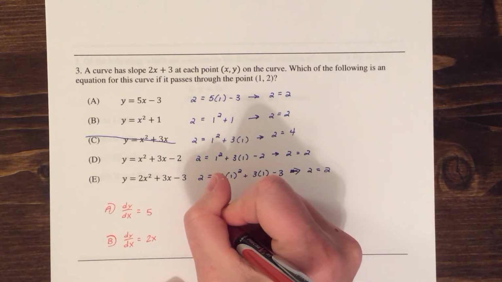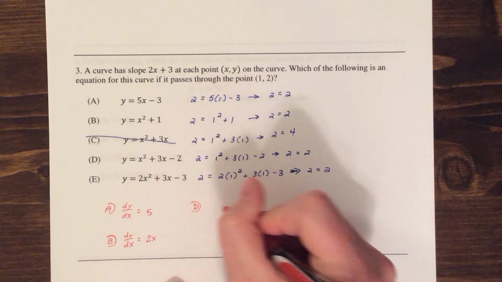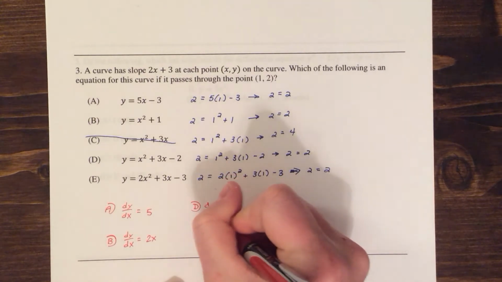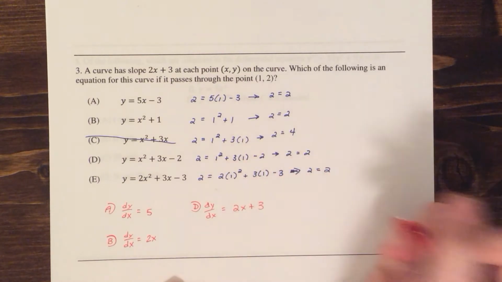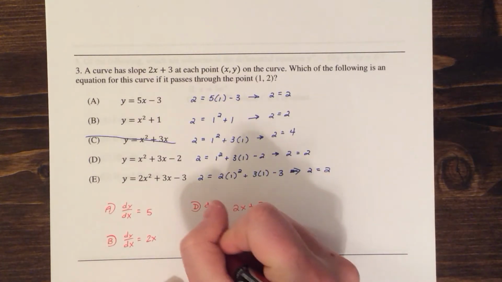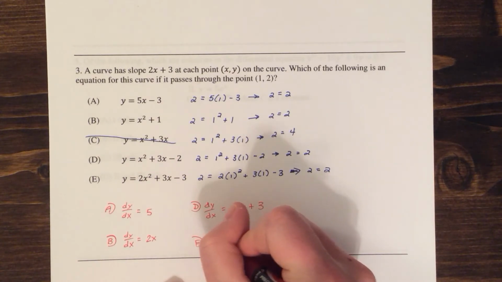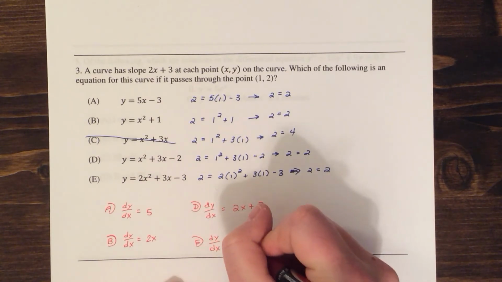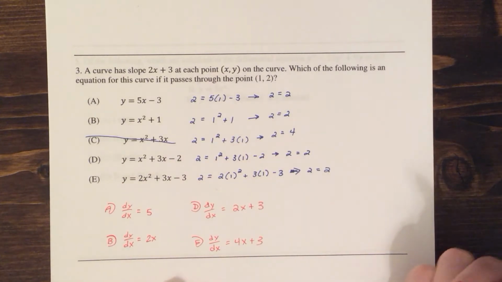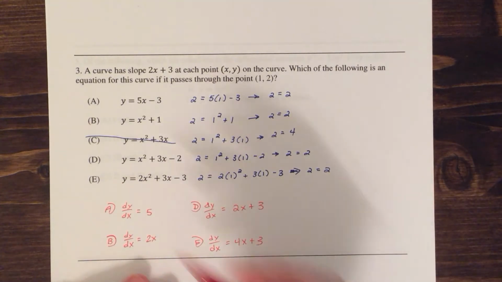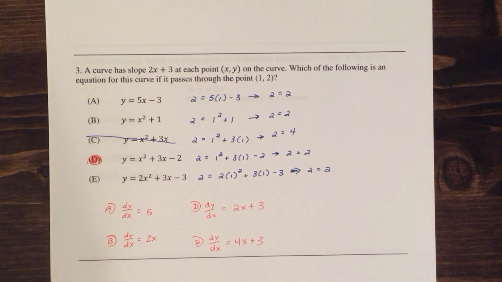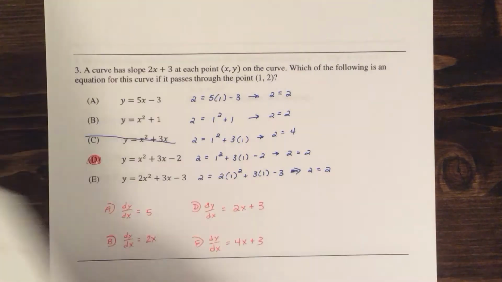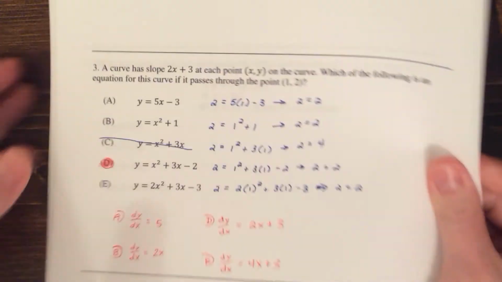So that doesn't work. C is gone, so D is going to be 2x plus 3. And E is 4x plus 3. So 2x plus 3 is the answer we're looking for, so that would be D here. Okay, and then we're also going to do number 4.